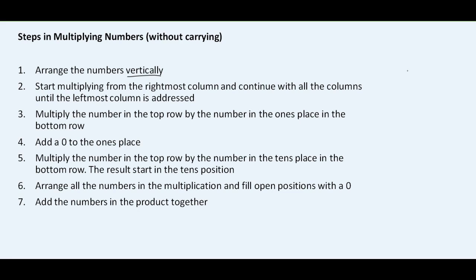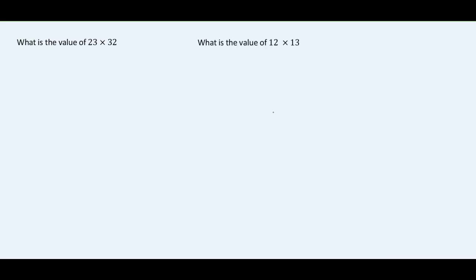So if you want to multiply, for example, 12 by 13, what we're saying here is you arrange the numbers vertically, and then you start multiplying from the bottom row. You start from the right hand side, and once you're done with that, you move to the left hand side. The most important thing is you have to pay attention to place value as you're working with this type of multiplication. So let's take a look at some examples.